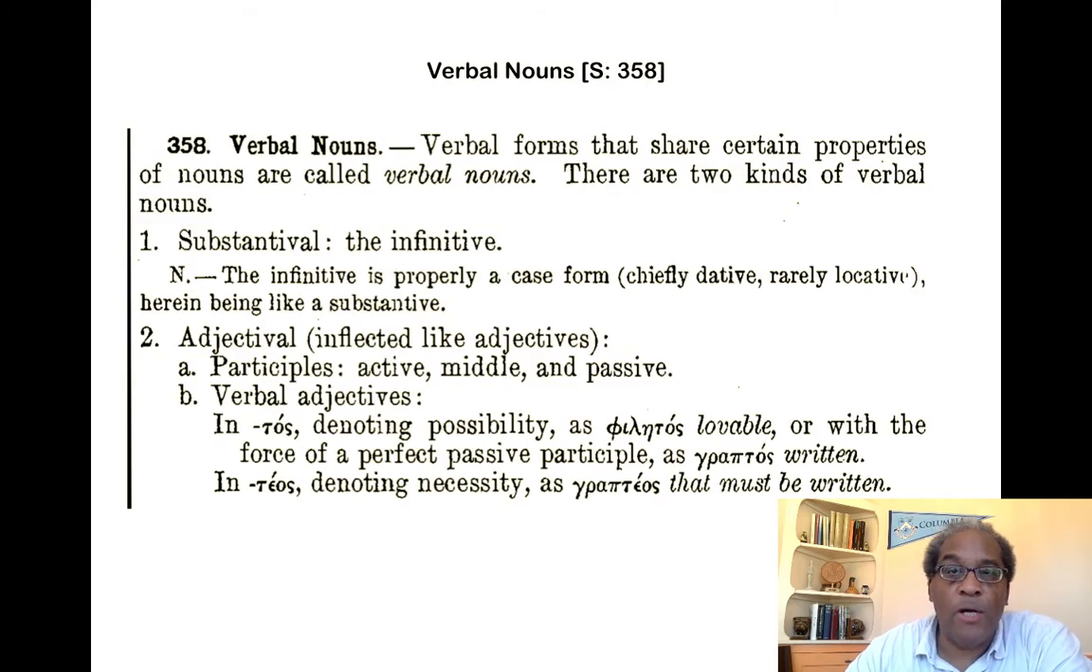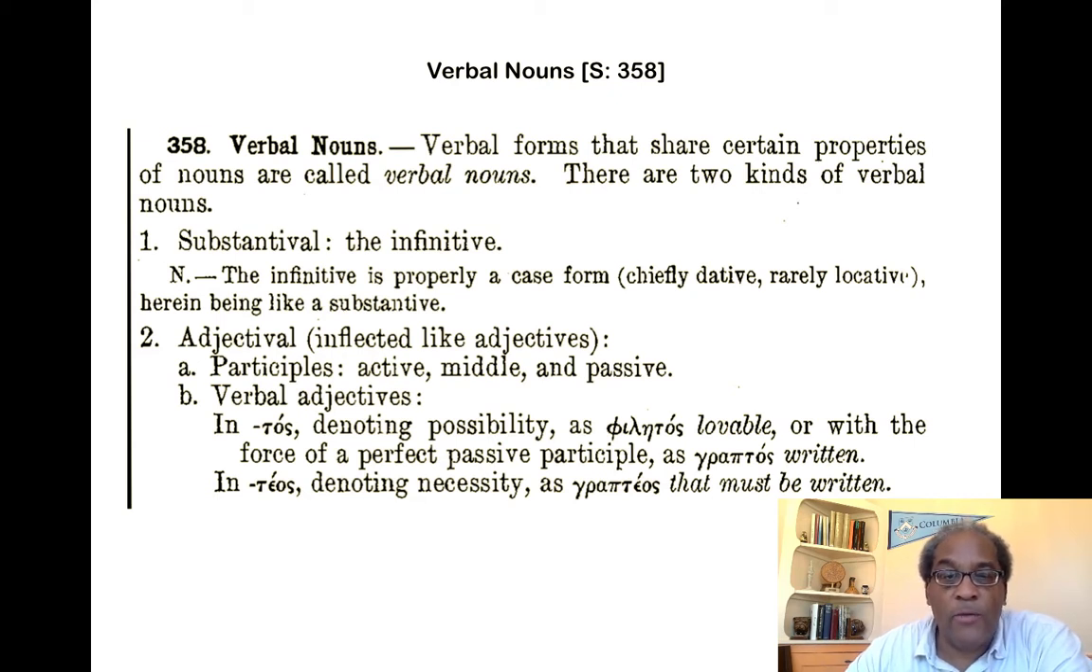So to begin with, what are these verbal nouns? Well, we've already seen, Smyth 358, that verbal forms that share certain properties of nouns are called verbal nouns. There are two kinds of verbal nouns. The first kind is the substantival, and that is the infinitive, which we've talked about quite a bit. And the second type are adjectival, that is to say they are inflected like adjectives. And first off, you have the participles, active, middle, and passive, which we treated.